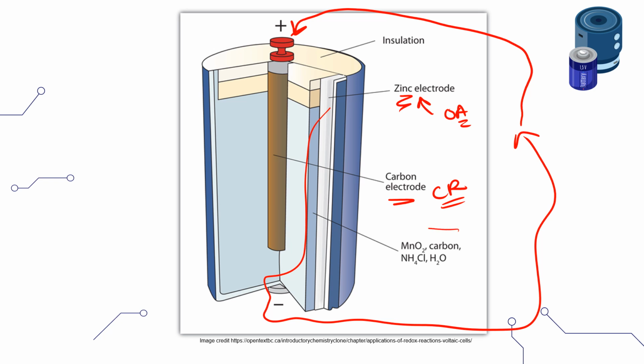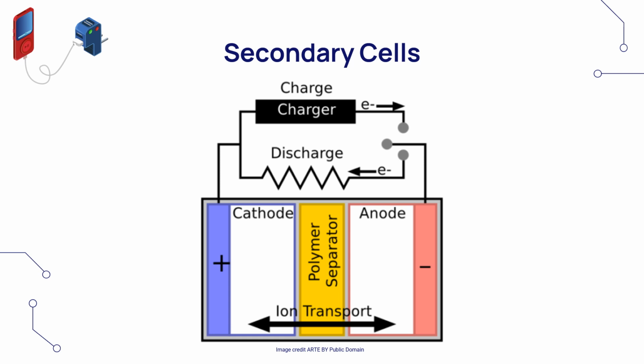In between, we have that super cool porous material. This is acting as our salt bridge. And this is a battery. It is a pretty cool electrochemical cell. Some of our batteries, our electrochemical cells, are built to be recharged. We call those secondary cells instead of primary cells.